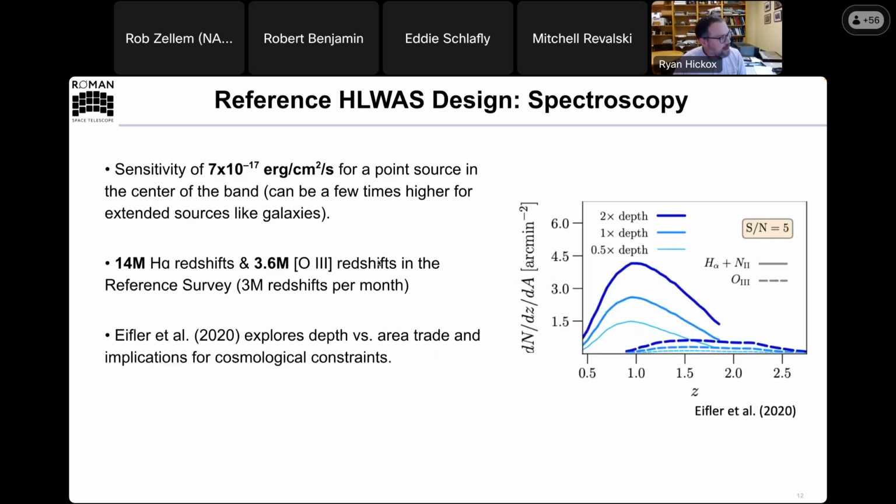Okay, so in terms of the spectroscopy, looking at the total number of galaxies that we would be able to get in order to maximize the statistics for the large-scale structure measurements, the design reference mission aimed for a sensitivity of around 7 times 10 to the minus 17 ergs per centimeter squared per second for emission line for a point source, and looking at the way the overall survey structure came out, that gives you about 14 million redshifts using H alpha and another 3.6 million redshifts at higher redshift using O3.